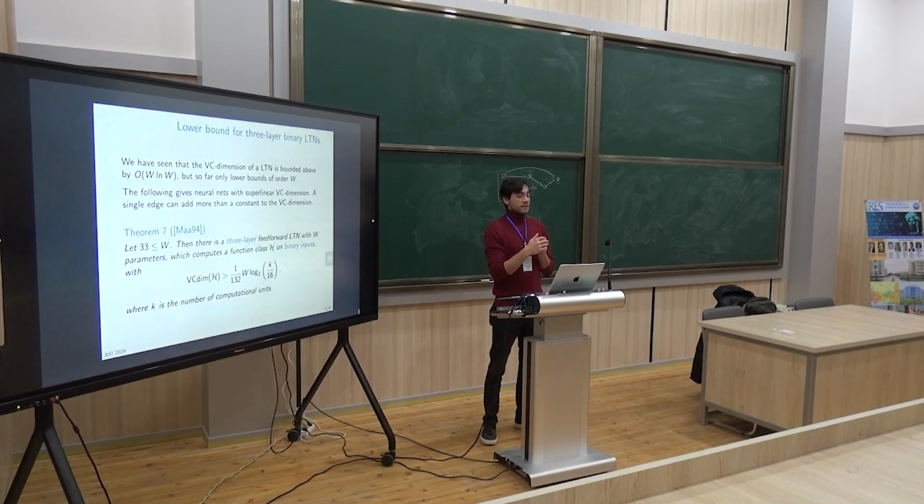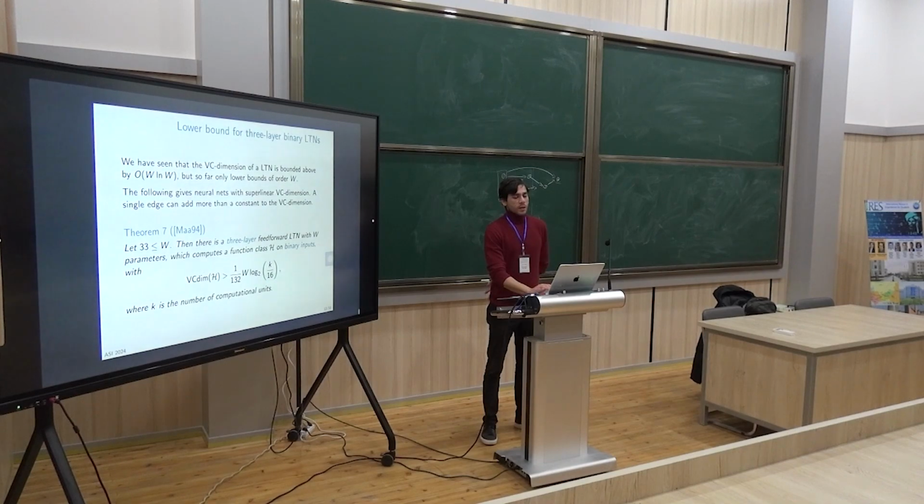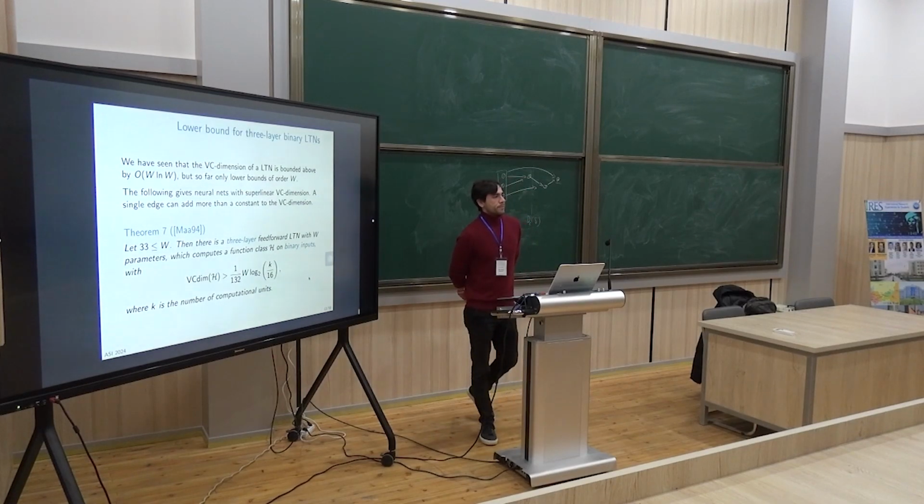Well, this is the implication of the statement, because the statement is telling us that we can find a neural network that has a VC dimension that grows superlinearly in the number of parameters. So the implication of that is that every single parameter that you added had to contribute more than a constant to the VC dimension. Yeah, okay.